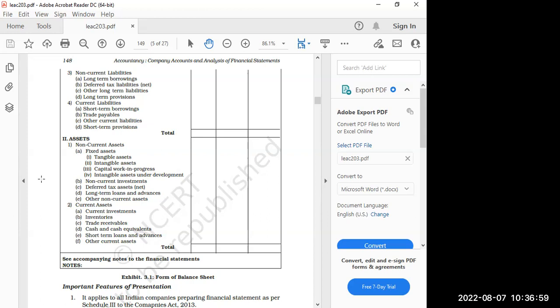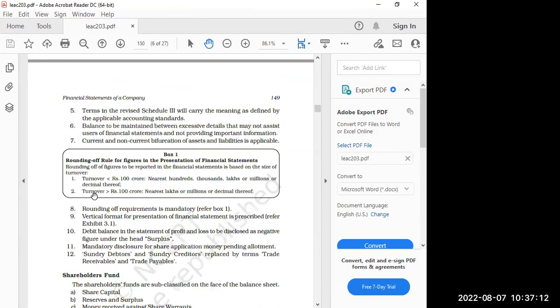So the total of total assets and the total of total liabilities would be matching with each other, so that the balance sheet is tallied. So this is the balance sheet format. Look at the format of profit and loss account.